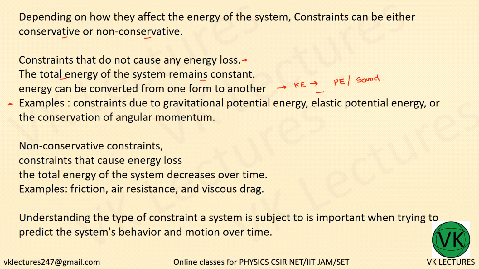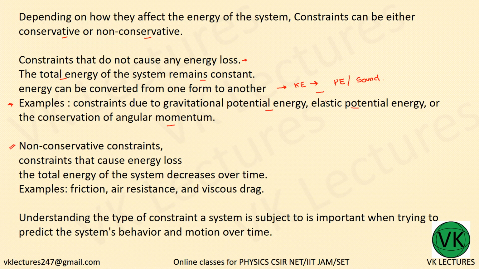Examples are the constraints due to gravitational potential energy, elastic potential energy, or the conservation of angular momentum. These are examples of constraints which do not undergo any energy loss.